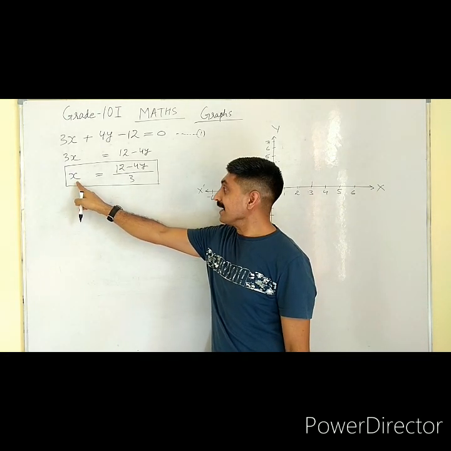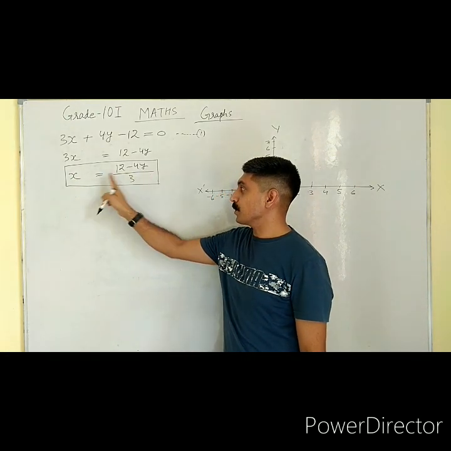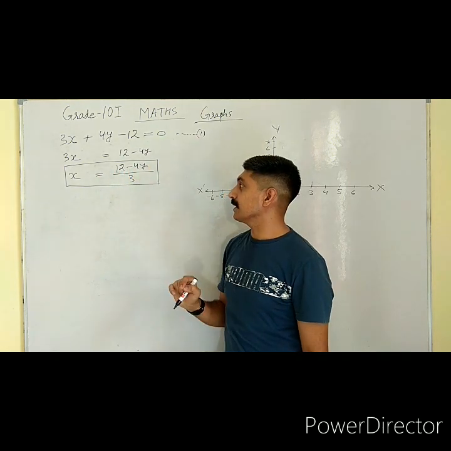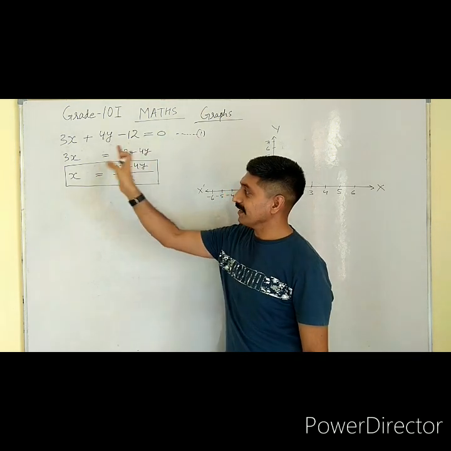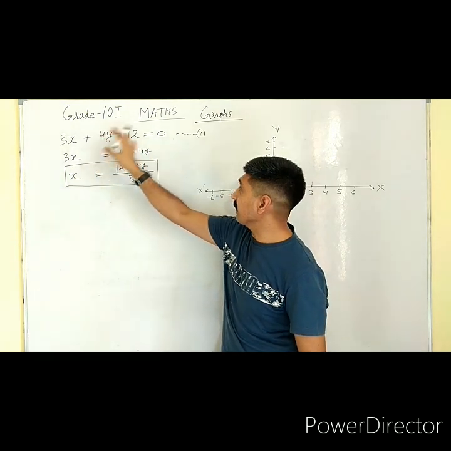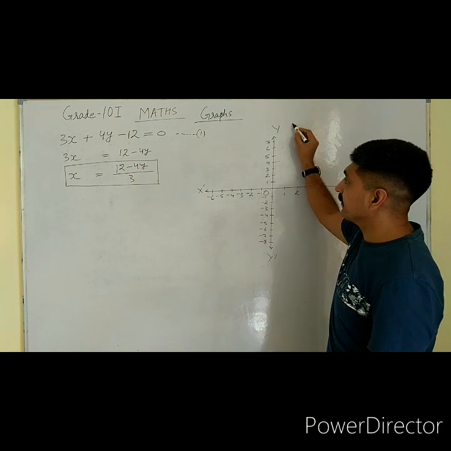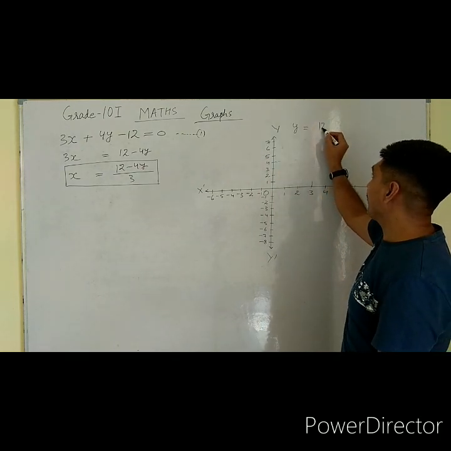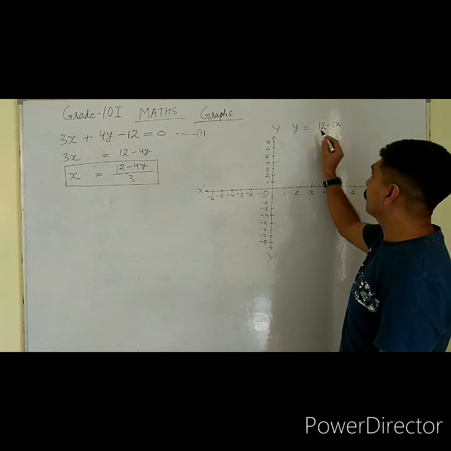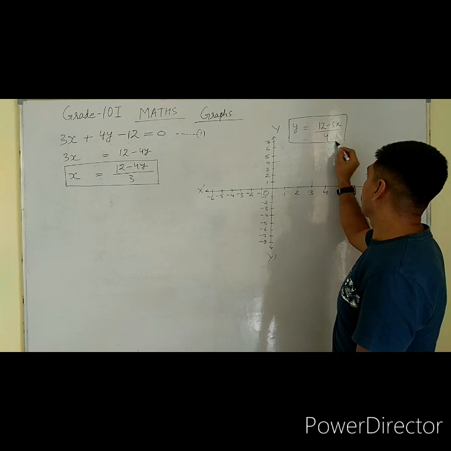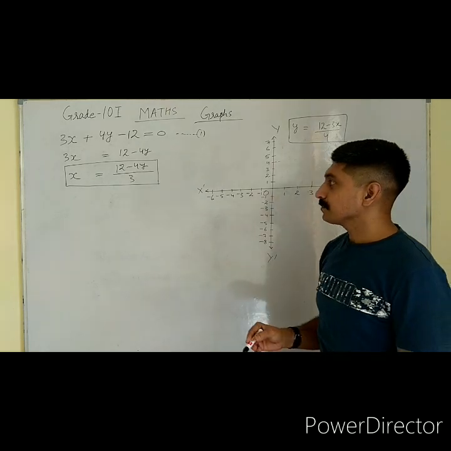I am writing x in terms of y. So x here is (12 minus 4y) upon 3. You can write y also in terms of x. If you want to write y in terms of x, then we can write y is equal to (12 minus 3x) upon 4. So we can find the solution in this way also.